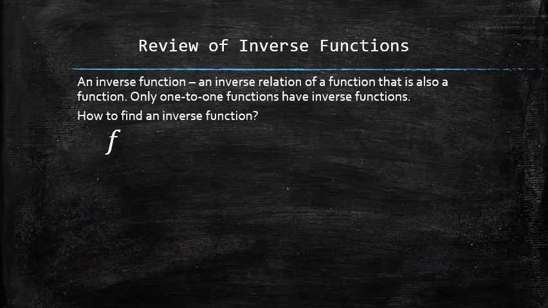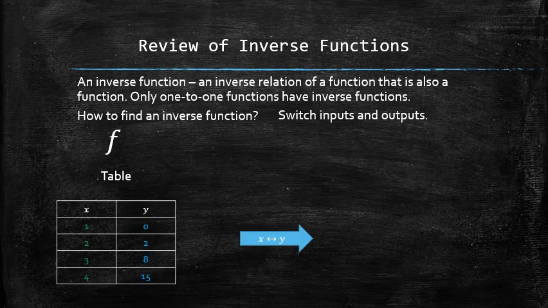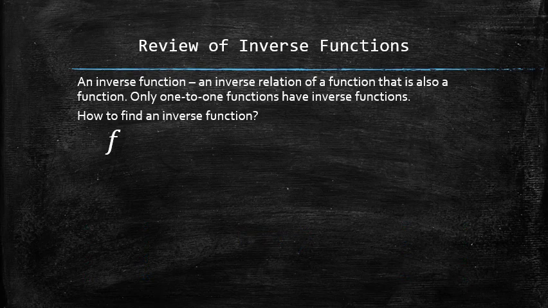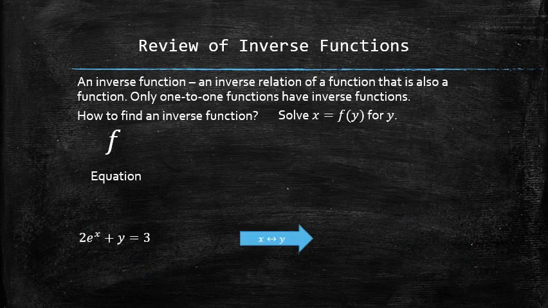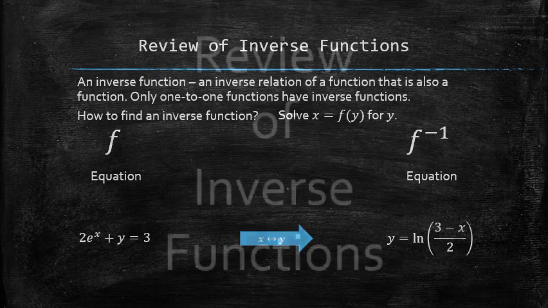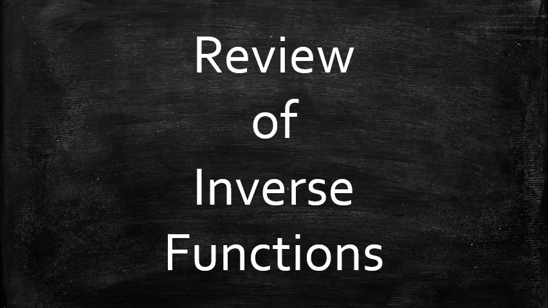If a function is given by a table, then we can switch its inputs with outputs to obtain the table of its inverse function. If a function is given by an equation, then we can swap the input and output variables and solve for the output variable to obtain the equation of its inverse function. We discussed the basic theory of inverse functions, including the definitions and some properties.